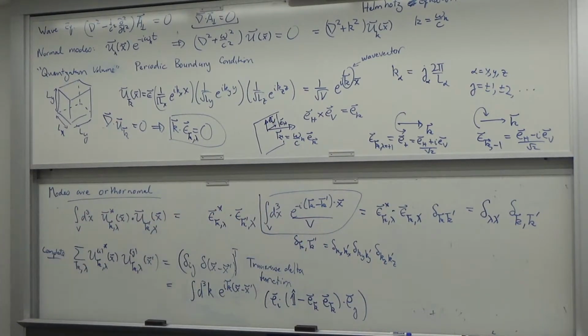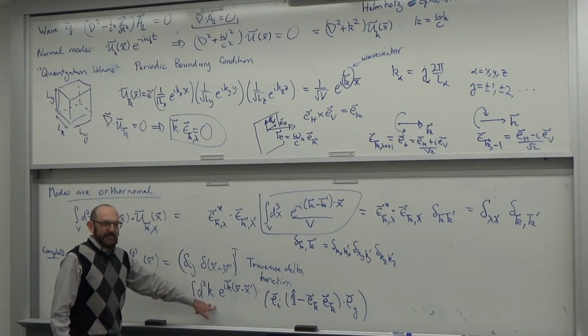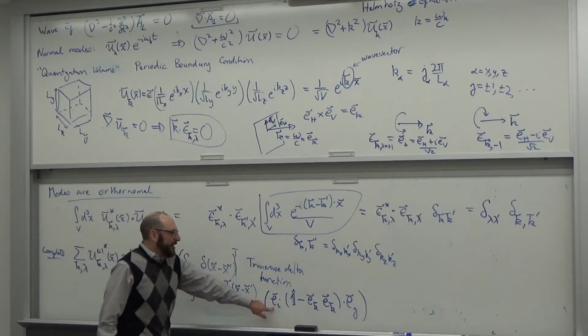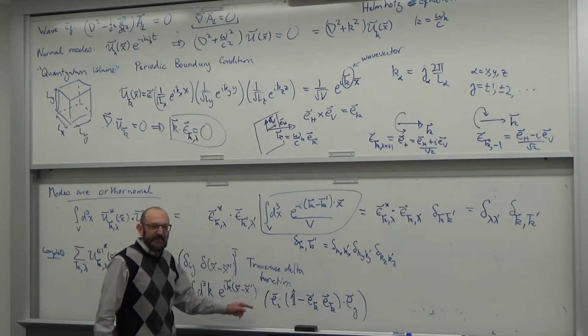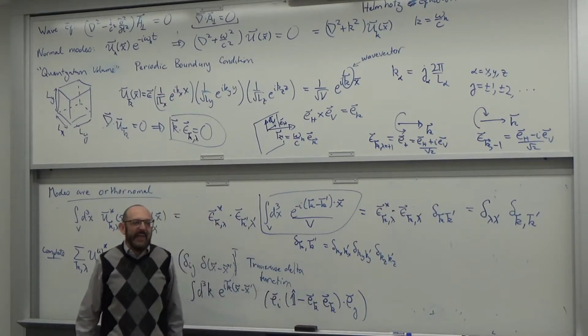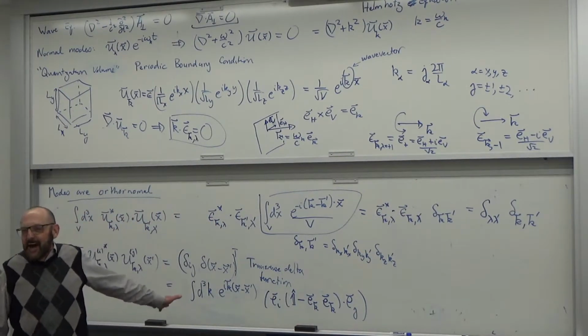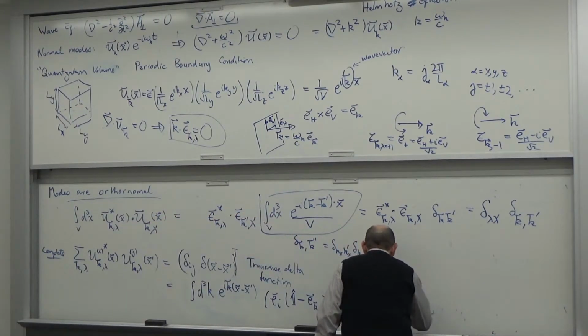That's the transverse delta function. If I didn't have this thing, this would be a delta function, and this would be a Kronecker. But if I look at the divergence of this, it's going to take out the part that has any component along k. This complicated object there is the transverse delta function dyadic.